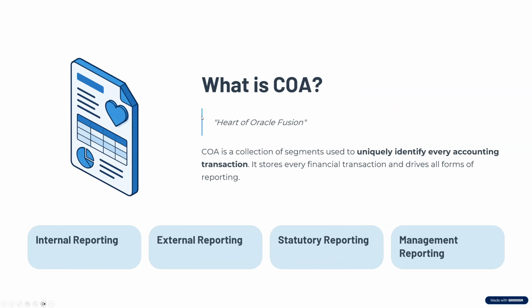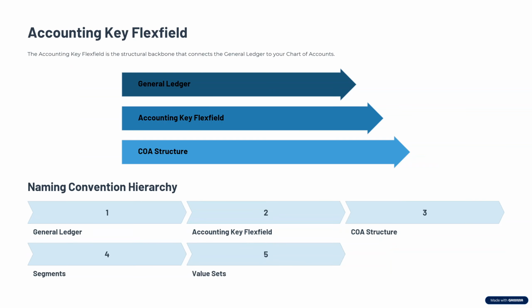Okay, we will move to the next slide. What is the accounting key flex field? I have already discussed the accounting key flex field. The accounting key flex field is created under the general ledger. Why do we create the accounting key flex field? This accounting key flex field acts as a bridge between the general ledger and the COA structure.